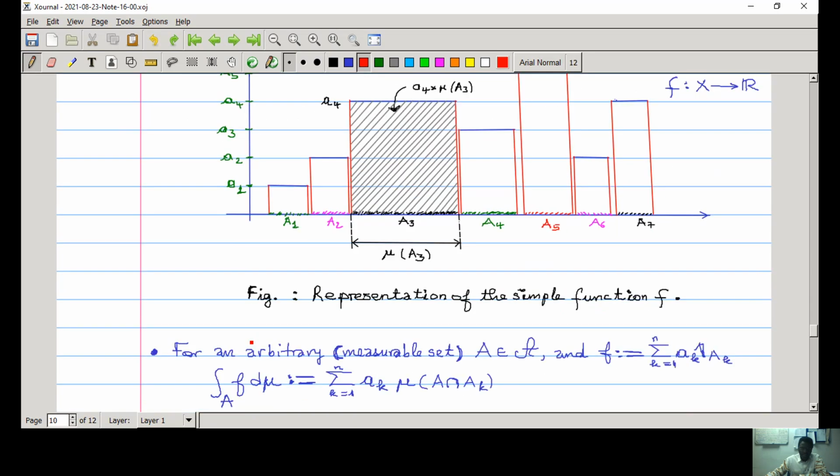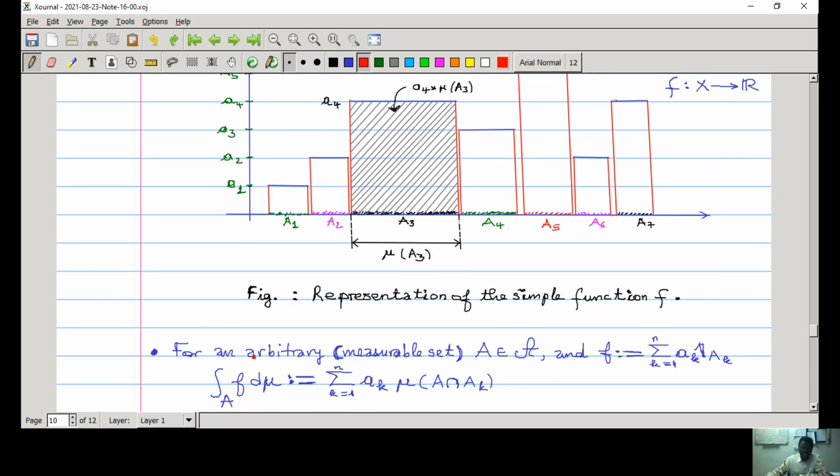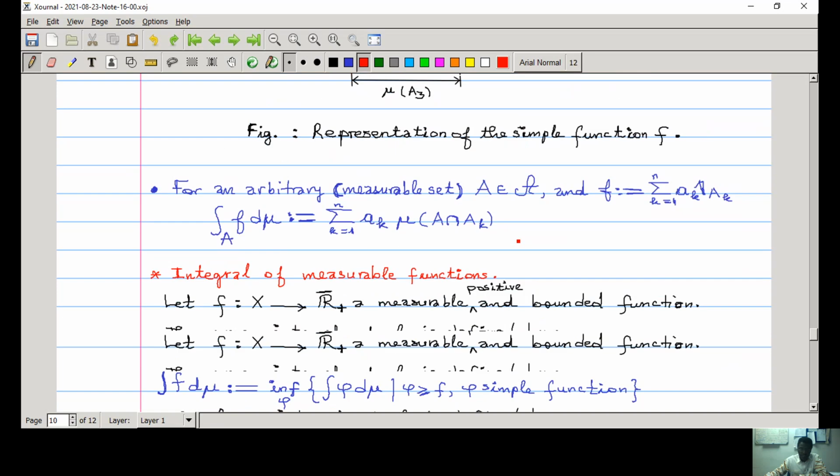And give this. Now, if we want to measure it on a particular measurable set A, that set A can be anything. I can take a set like this, that starts maybe from A4 up to A7, or you can even go above it. But it only takes a finite number of values. So what we need to do is take the intersection of that A with this A_k.